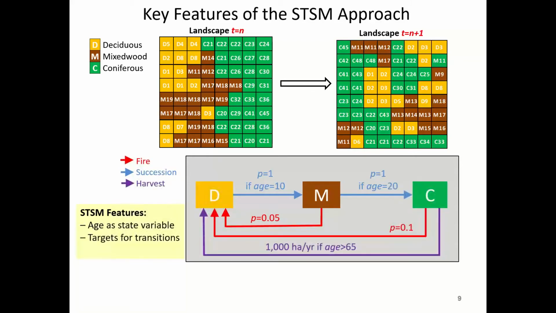We can also choose to express some of the transitions as targets rather than probabilities. This is typically used for anthropogenic, management-oriented transitions. And again, just to point out the differences between this and what you might think of as a classic Markov chain, we can have multiple pathways between pairs of states.